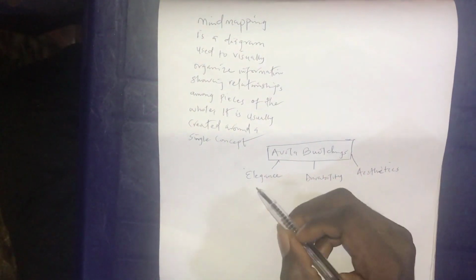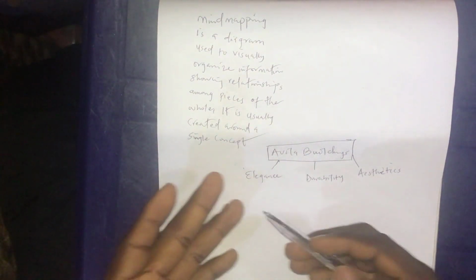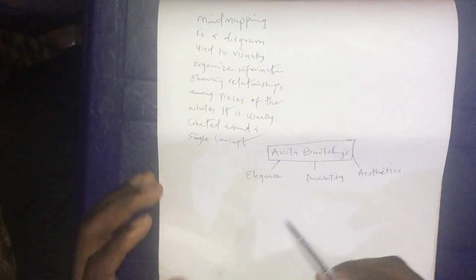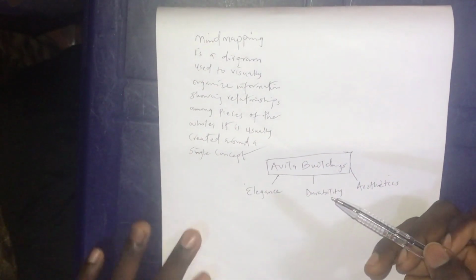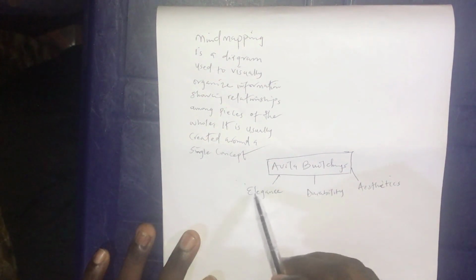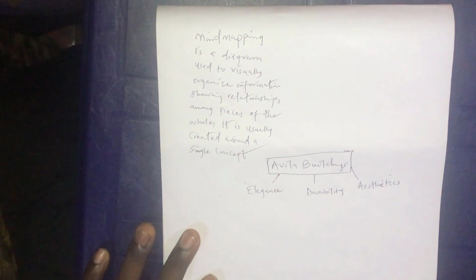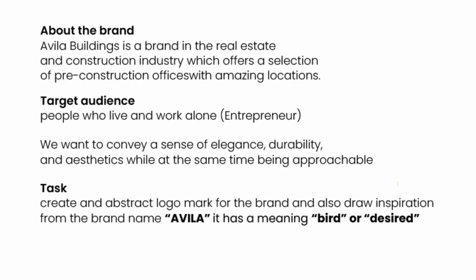So it says we want to portray a sense of elegance. What I will do is look for words that are similar in meaning to elegance, so we are not going off track. We are just going to look for words around elegance, durability, and aesthetics. And one more thing on the brief: the word Avila has some meaning to it. It means bird. So keep that in mind.